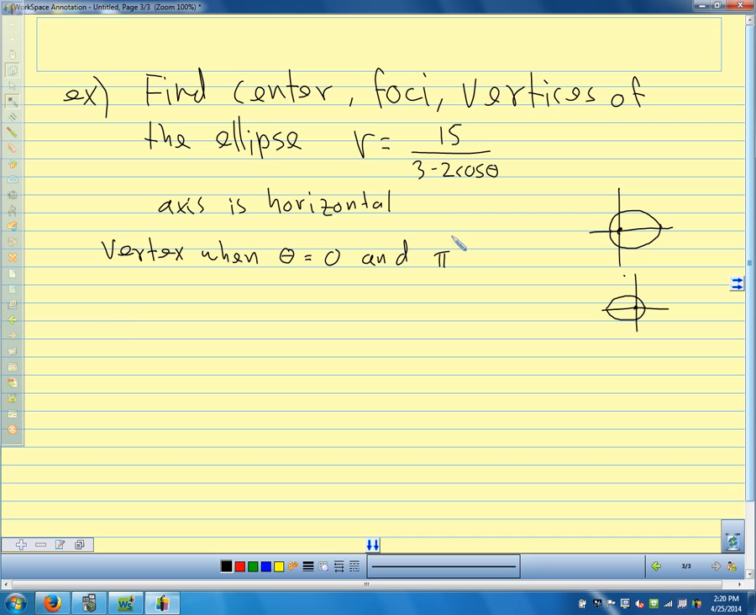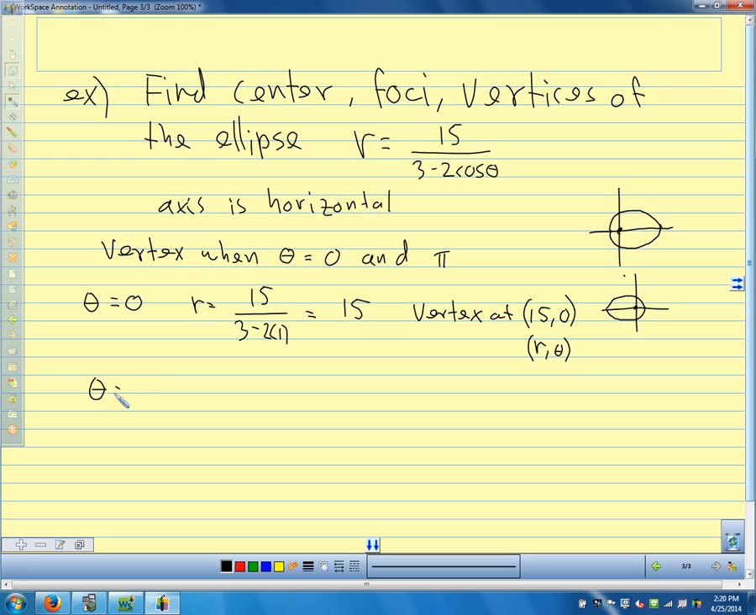So we're going to plug in theta equals 0 and theta equals pi. When theta equals 0, we get r equals 15 over 3 minus 2. The cosine of 0 is 1. So we get 15. So one vertex is at the point 15, 0. And remember, we're in polar coordinates, so this is r and theta.